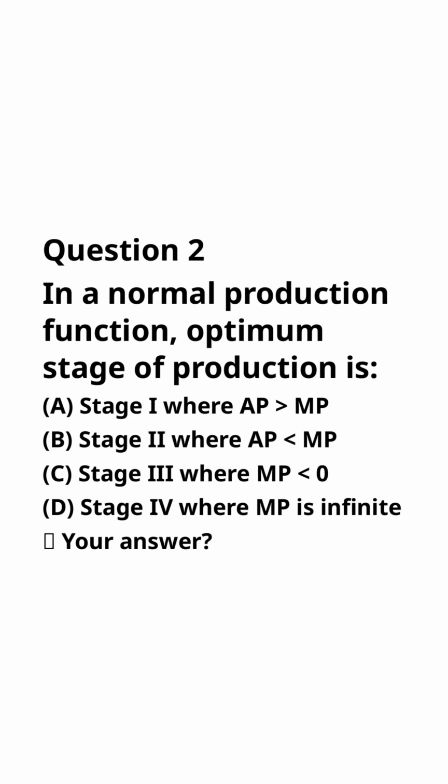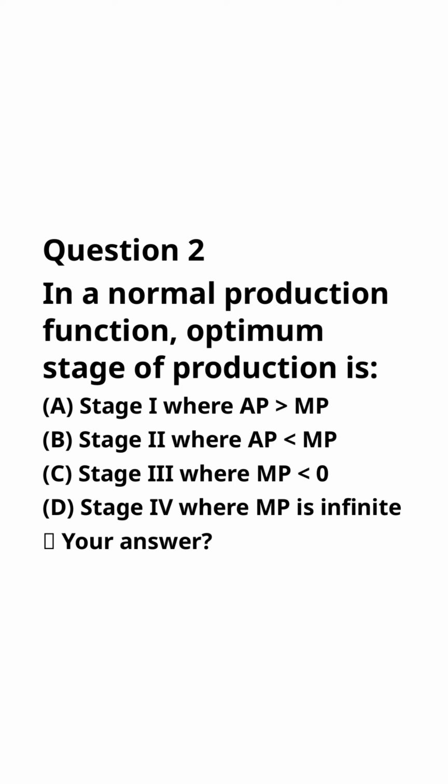Alright, so let's walk through the stages of production in relation to marginal product, or MP. When MP is infinite, which is stage IV, we're dealing with a situation that's not really sustainable in the long run. It indicates extremely high productivity, but it's more theoretical than practical. Moving to stage III, where MP is less than 0, this tells us that adding more input actually decreases total output. This is a sign that we've gone beyond the optimal point and are experiencing diminishing returns.